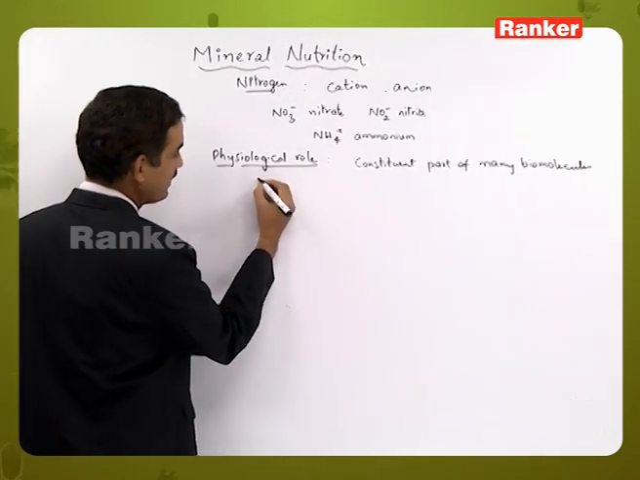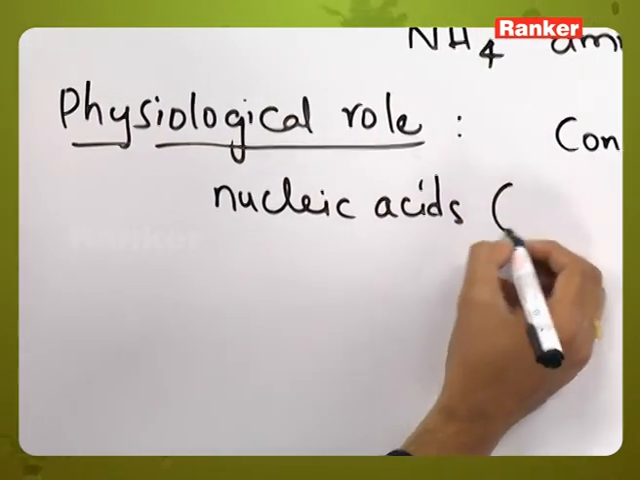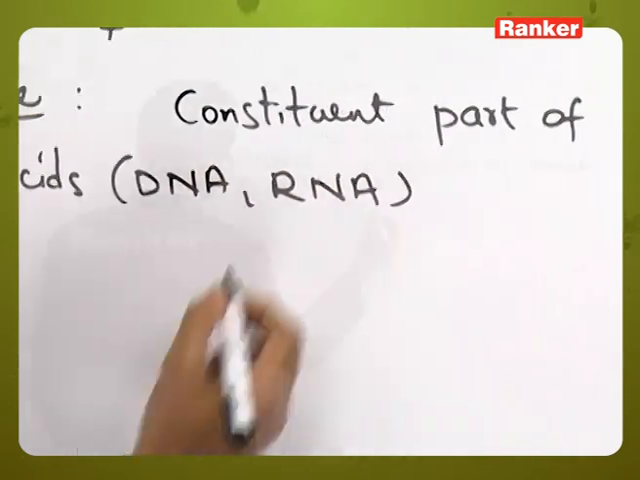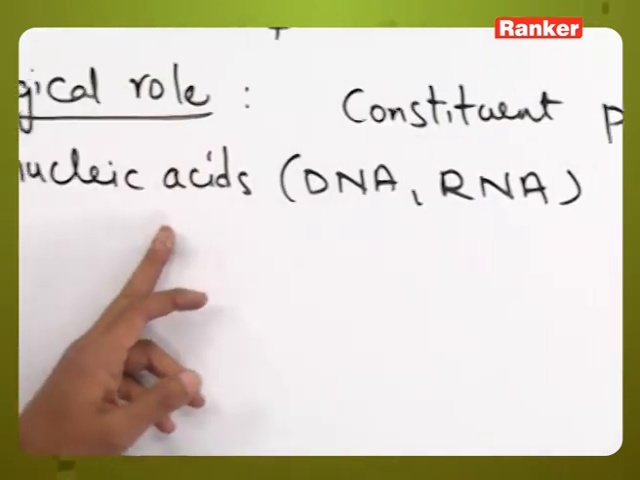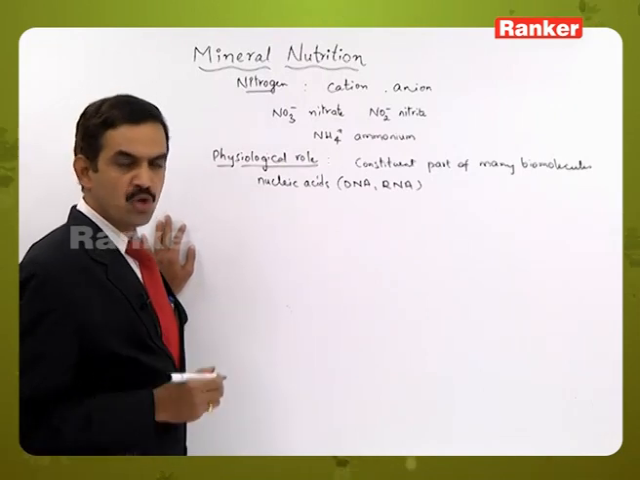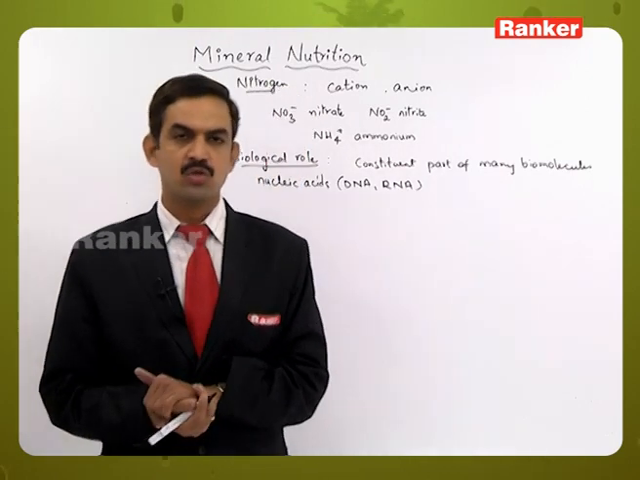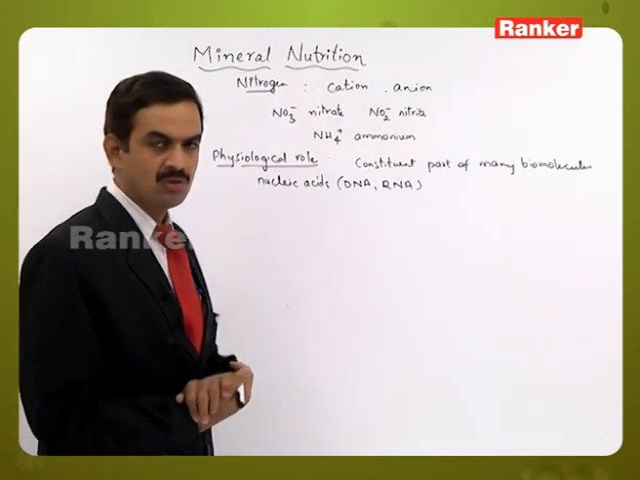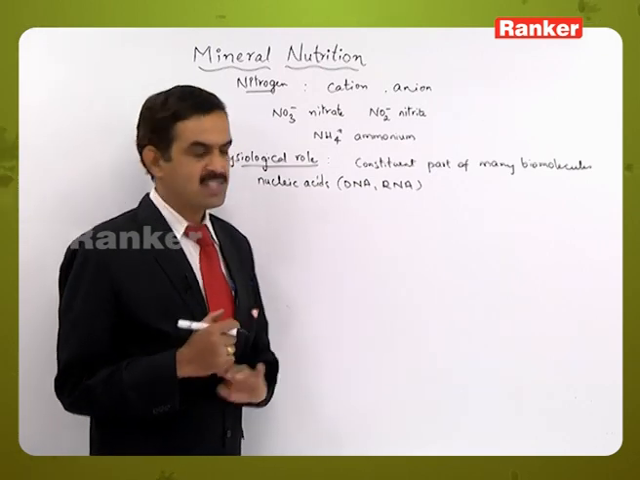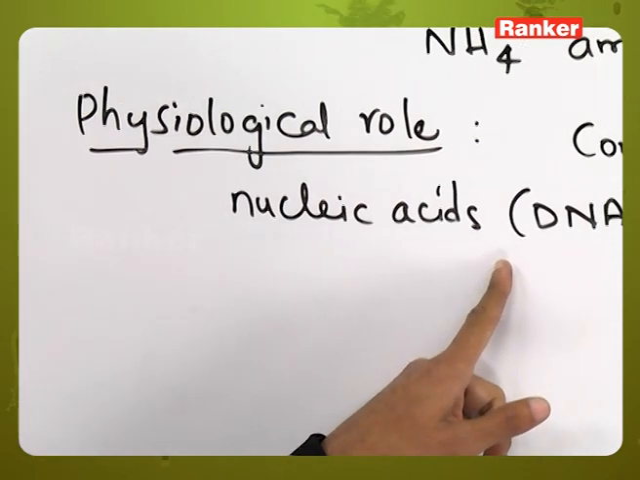Like they are the constituent part of nucleic acids, DNA and RNA. Actually these nucleic acids are made up of many nucleotides and each nucleotide contains a phosphate molecule along with a sugar and nitrogen base. So those nitrogen bases are adenine, guanine, cytosine, thymine and uracil. So those are made up of nitrogen. So those are the nitrogen bases.